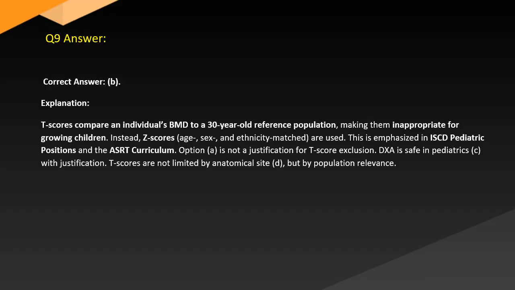Answer. Correct answer B. Explanation. T-scores compare an individual's BMD to a 30-year-old reference population, making them inappropriate for growing children. Instead, Z-scores, which are age, sex, and ethnicity matched, are used. This is emphasized in ISCD pediatric positions and the ASRT curriculum. Option A is not justification for T-score exclusion. DXA is safe in pediatrics. C, with justification. T-scores are not limited by anatomical site, D, but by population relevance.